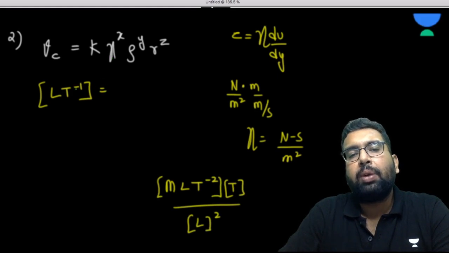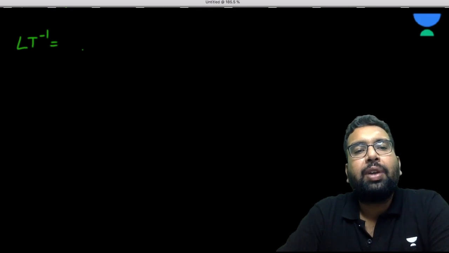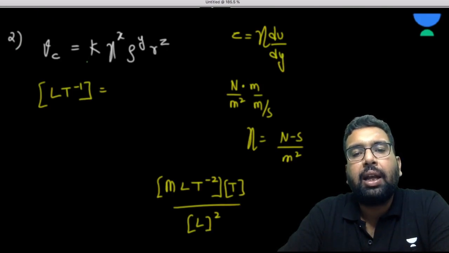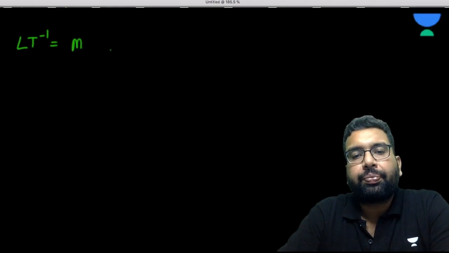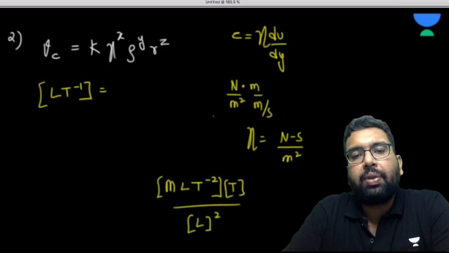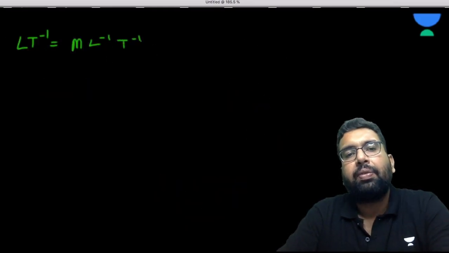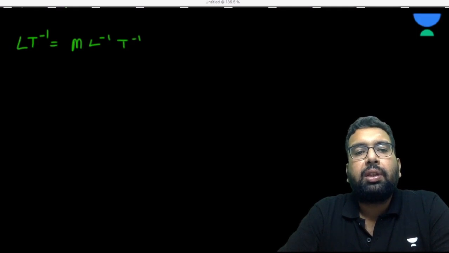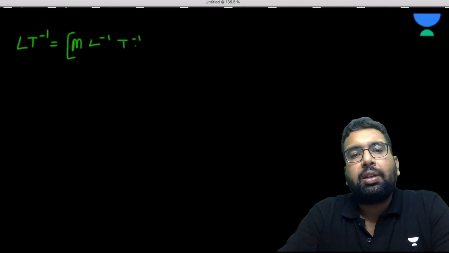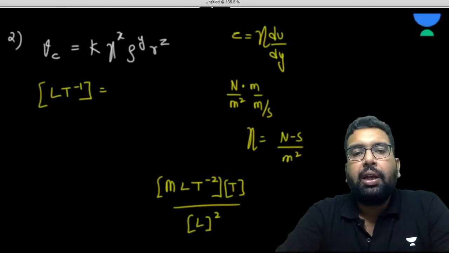Let me do it once on the next page, because otherwise it is going to be cluttered and you are going to get confused. So we have LT^-1 on the left hand side. Then what is the unit of this eta? We have the M, we have L^-1, and we have T^-1. This is going to be the dimension of it. And what is this power? This power is x.